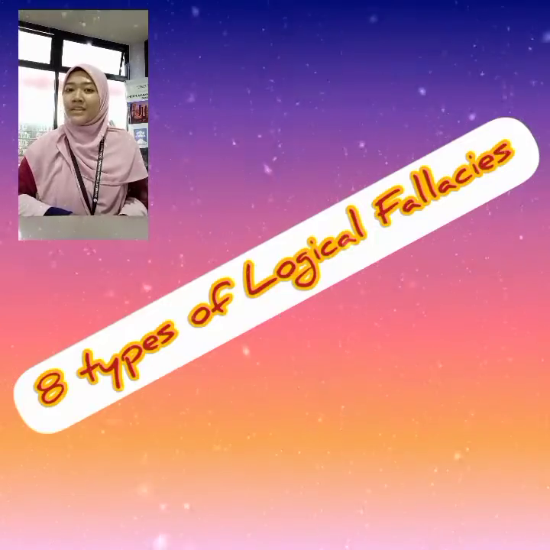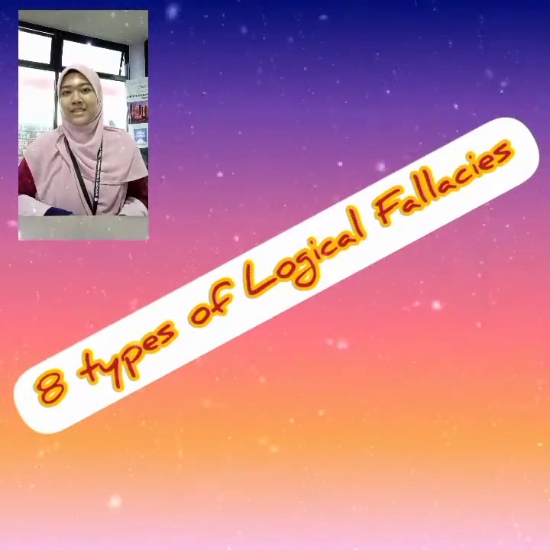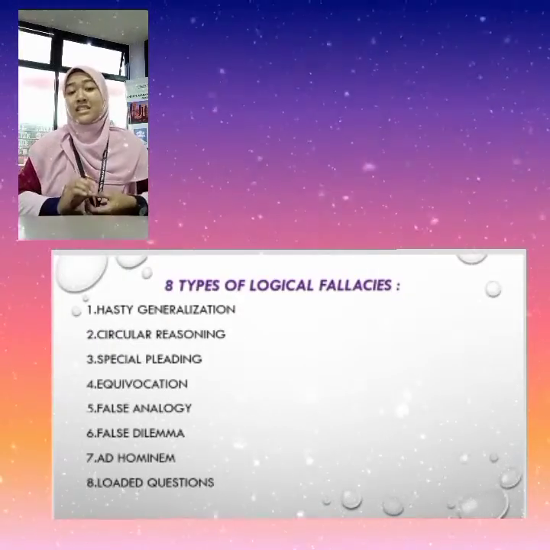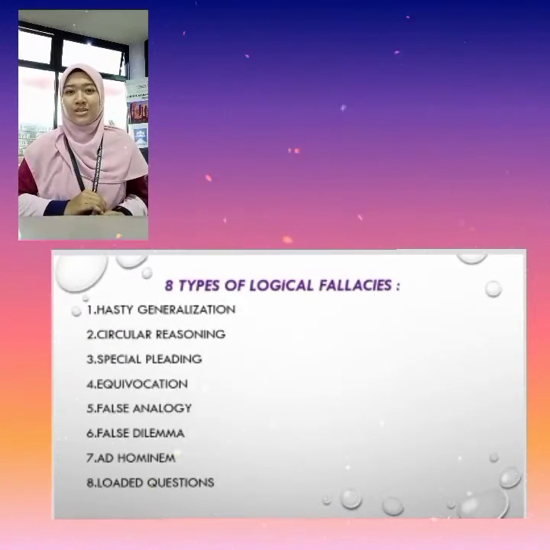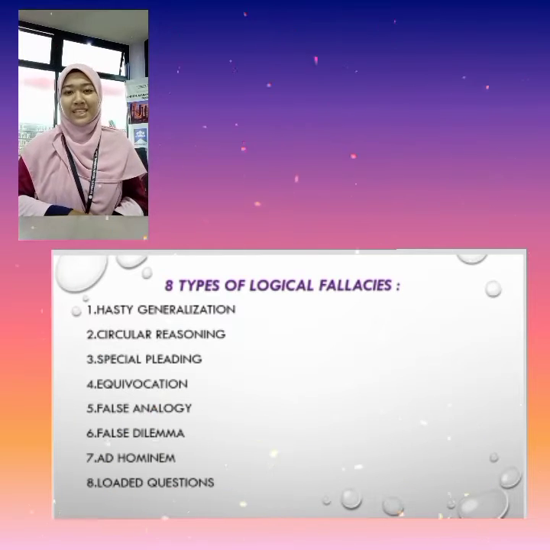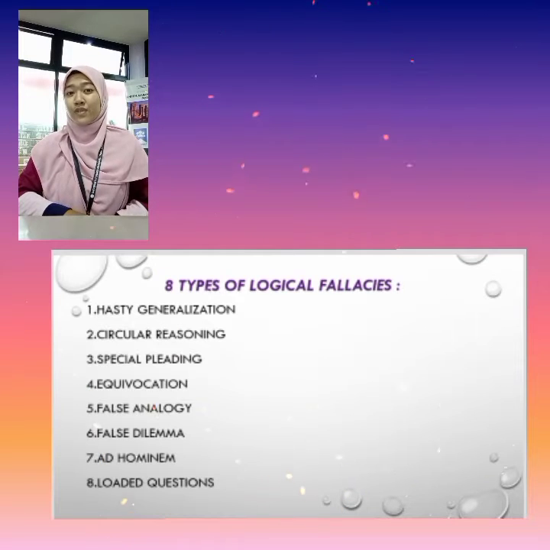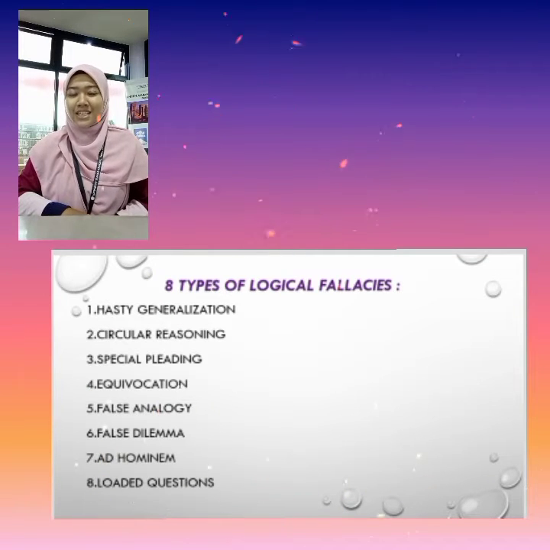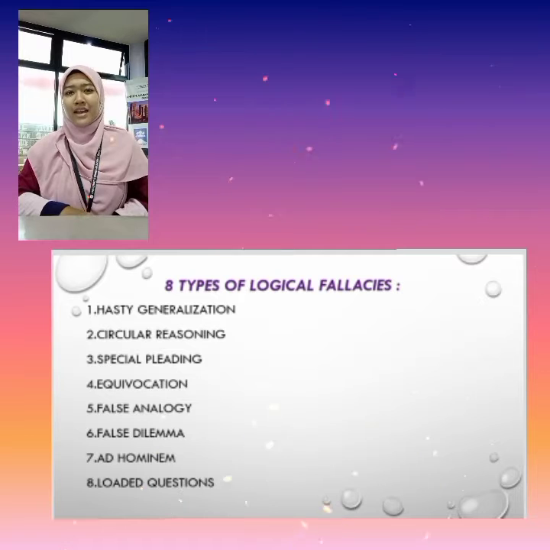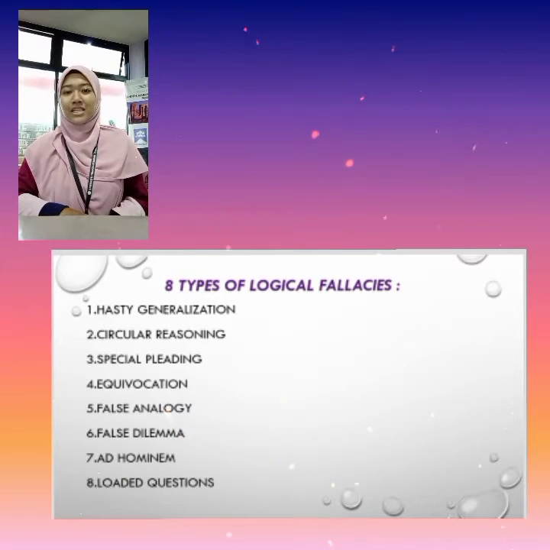As we know, there are eight types of logical fallacies. The first one is hasty generalization. Number two is circular reasoning. Number three is special pleading. Number four is equivocation. Number five is false analogy. Number six is false dilemma. Number seven is ad hominem, and the last one is loaded question.